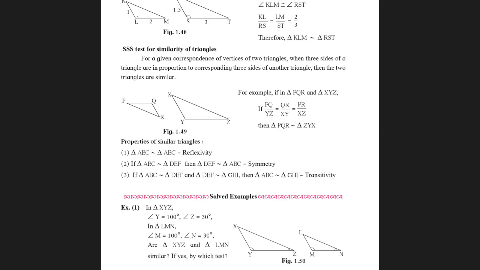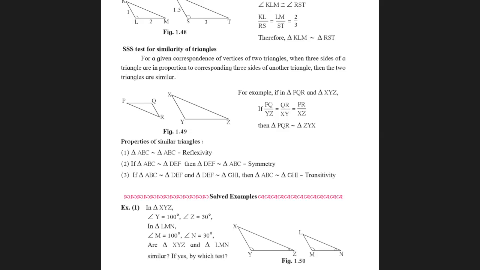Then you have the two corresponding sides are as equal for both the triangles PQR and XYZ. Okay. Now, these are the three tests. So what are the three tests? Let's quickly revise. The first one was AA test. Second is SAS test. And the third one is SSS test.